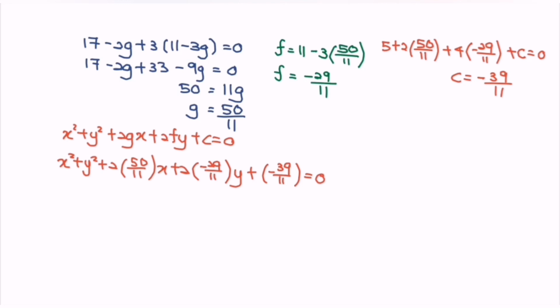So multiply all the terms with 11. So we will have 11x squared plus 11y squared plus 100x minus 58y minus 39 is equals to 0. So here we have the general equation of the circle.